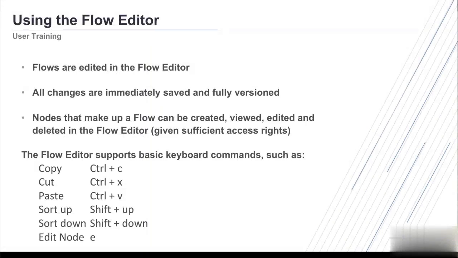I'll talk about working with nodes in general and show two specific node types, say nodes and yes-no question nodes. We author flows in the flow editor. Changes made in the flow editor are immediately saved in a draft state. A new version is created every time you click the Save button. The flow editor supports basic keyboard commands such as Ctrl-C for copy, Ctrl-V for paste, and others you see here.